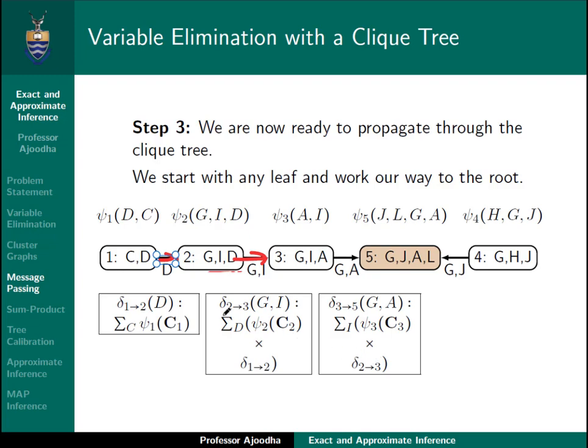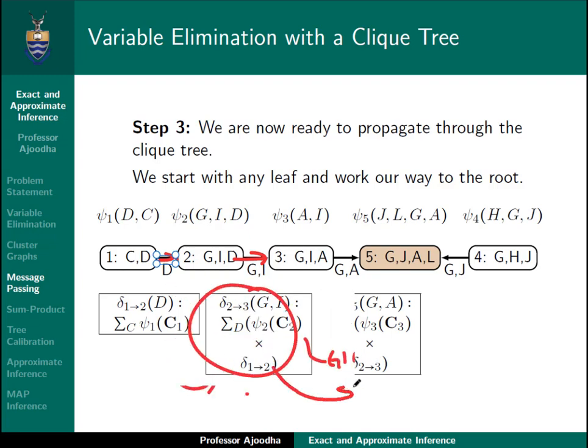Now I've got the old message, which is this one here, and then I've got the initial potential for this clique, or this cluster. It's better to call it a cluster, even though in this case it is a clique, because it's a cluster graph, so we'll call it a cluster. From there we have our I, which is the only thing that's not in the subset, and so on. And so we end up with this new message from 3 to 5.